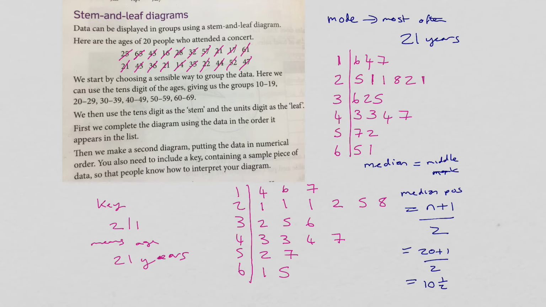You've got to be careful when you work this out. If you go from the lowest to the highest, you're not going to make a mistake. If you go from the highest to the lowest, I'll show you the mistake you can make. You need to avoid doing it. So going from the lowest to the highest, I'm looking for the 10.5 person.